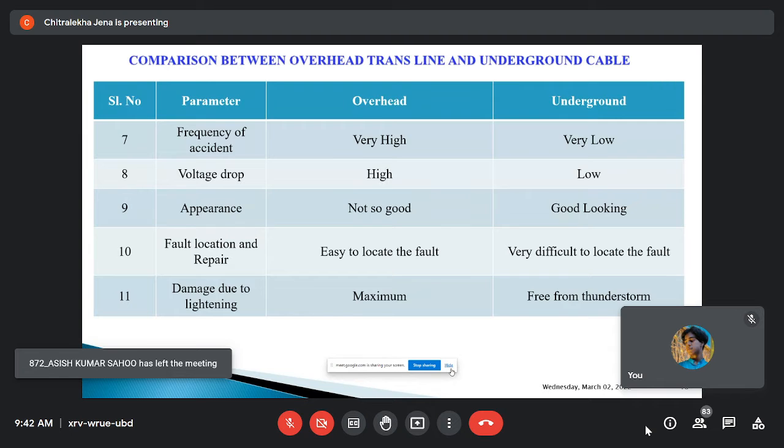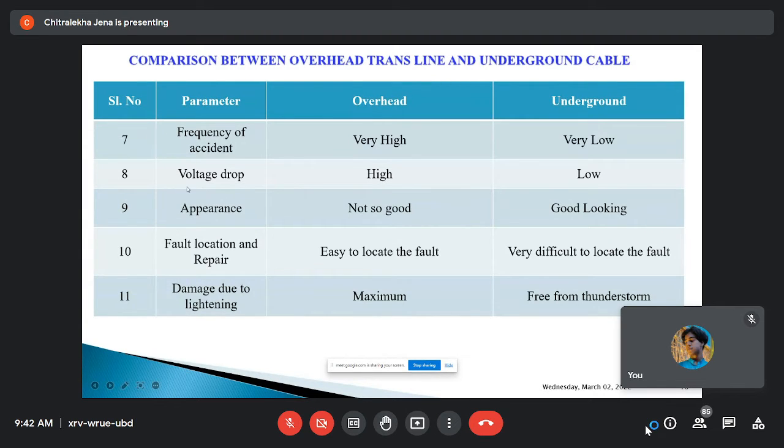Now continuing with the same parameters, next is the frequency of accident. Overhead transmission lines will be subjected to a high frequency of accident, as I've told you, mainly because, suppose a bus is going and it has touched the transmission line. So a number of faults will be occurring at that time. So there is more frequency of accident compared to the underground line.